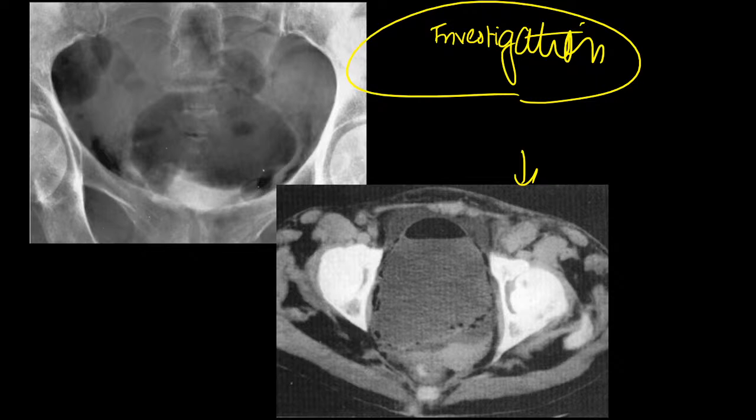Anyone else who would like to make any observations? What are you able to see on the X-ray of the pelvis and your CT images? No one would like to make any guess. So guys, in this image we can see that air is seen within the wall of the bladder. Okay, in this image we can see that there is air in the wall of the urinary bladder.